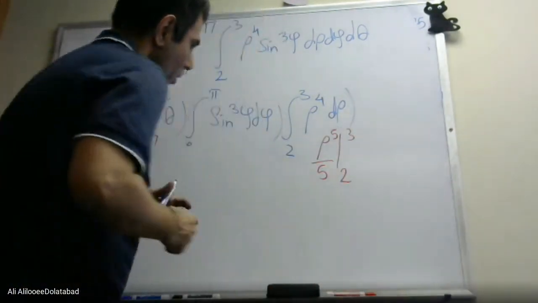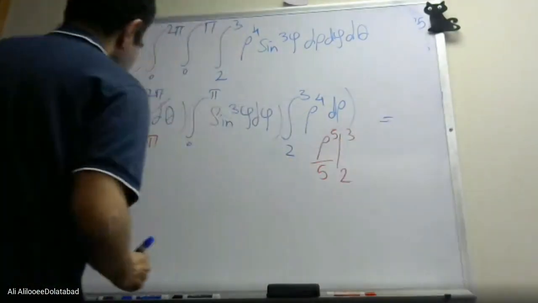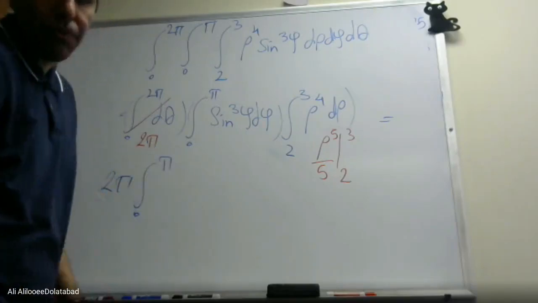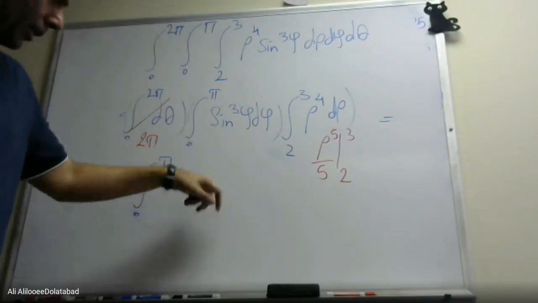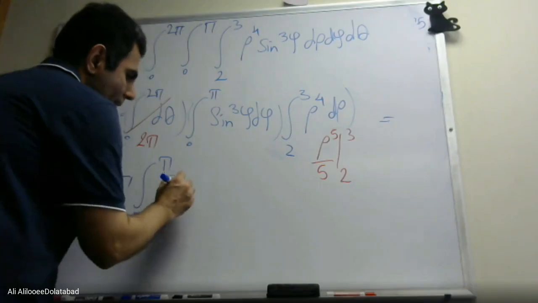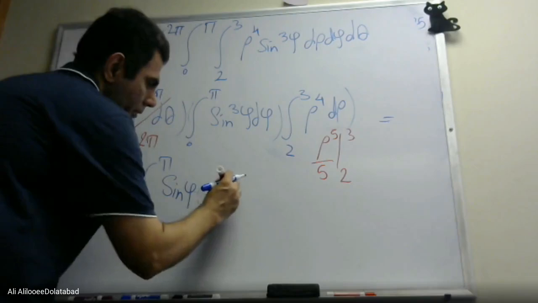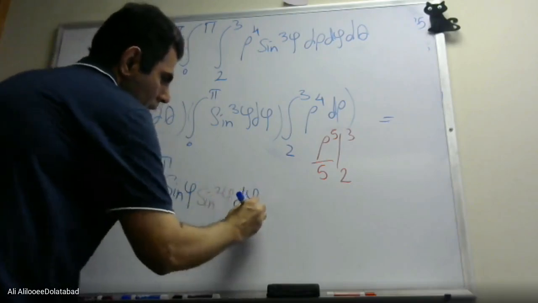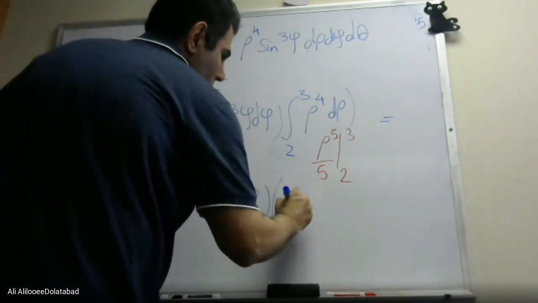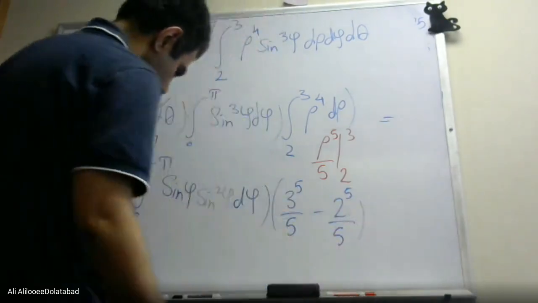What about here? For this one, I need to recall one technique from Calc2. It is a good exercise actually. We have 2 pi, 0 to pi. In Calc2, we were told when you want to integrate trigonometric functions with an odd power, we will write sine cubed as sine of phi times sine squared of phi, d phi. And here we can plug in 3 and 2. Then you have 3 to the power of 5 over 5 minus 2 to the power of 5 over 5.